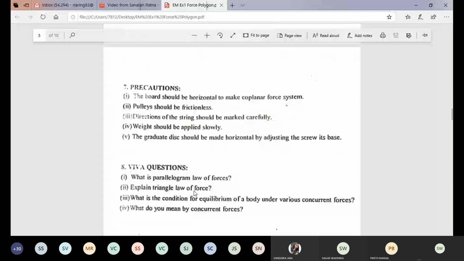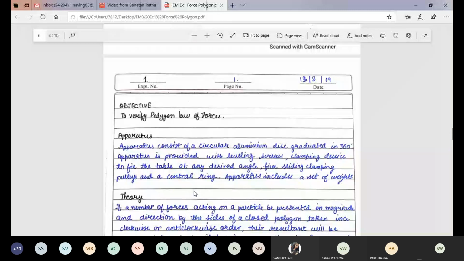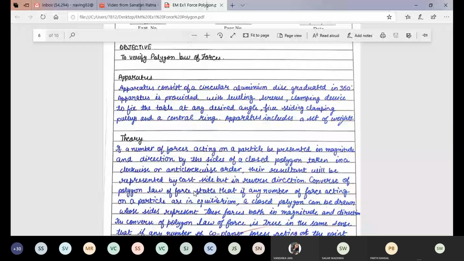After that, I am showing you this practical file here. This is the scanned copy. This is how you have to make the practical file: objective or the aim, then the apparatus, then the theory part. Here you have to write. This is the right hand side of the practical file, the ruled side. So here you have to use the pen, then you have to write the theory like that.